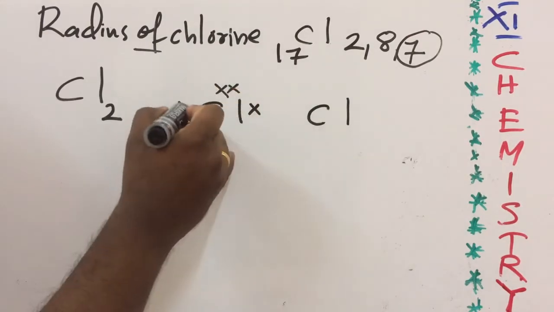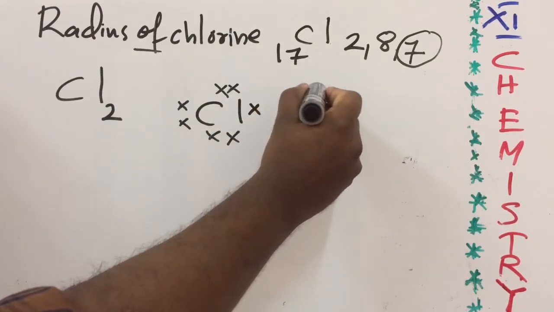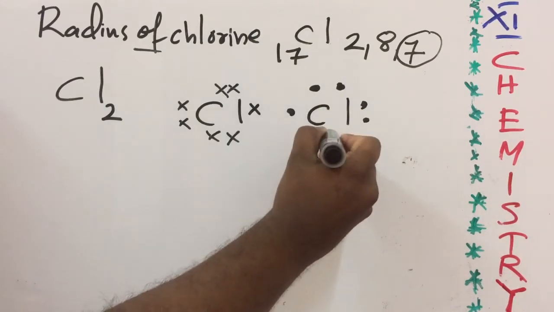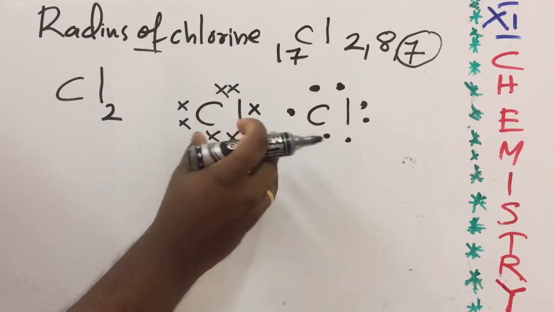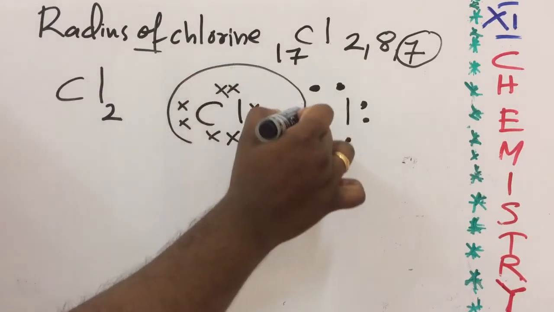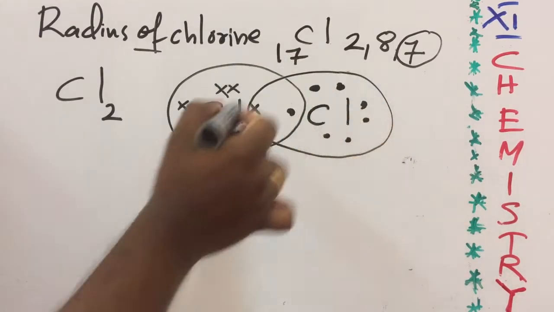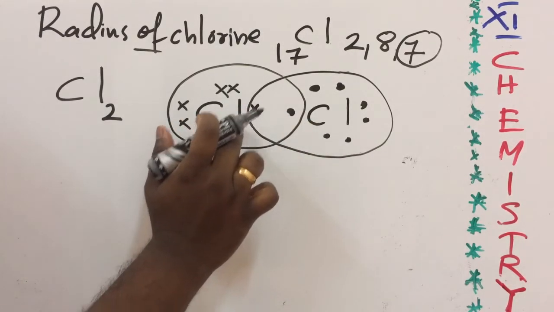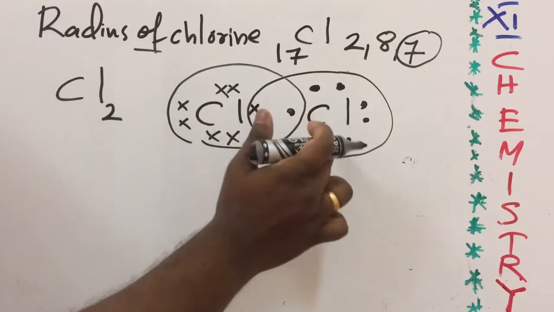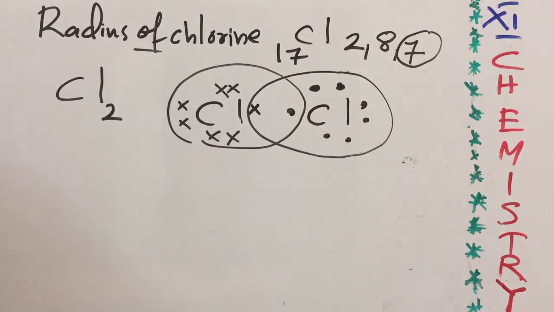1, 2, 3, 4, 5, 6, 7. Like that, the second chlorine also has 1, 2, 3, 4, 5, 6, 7. Both are unstable. For getting stability, they undergo sharing. Chlorine shares the electron of the second chlorine, and the second chlorine shares the electron of the first chlorine. After sharing, both chlorine atoms will get 8 electrons. See here, 1 2 3 4 5 6 7 8. Like that, the second chlorine also gets 8 electrons. This sharing and bonding is called a covalent bond.